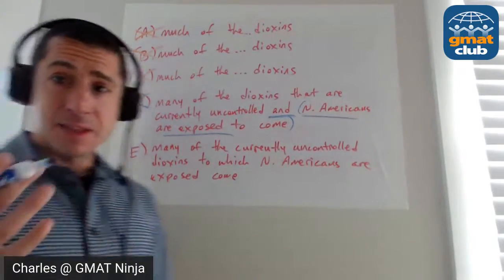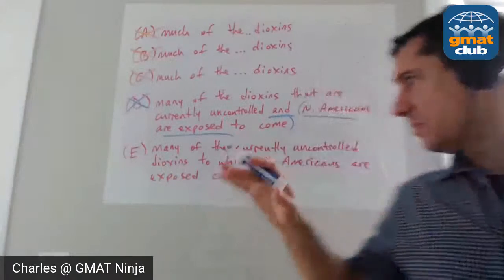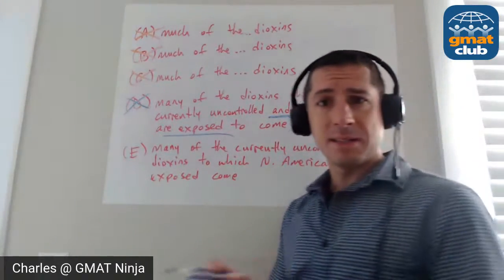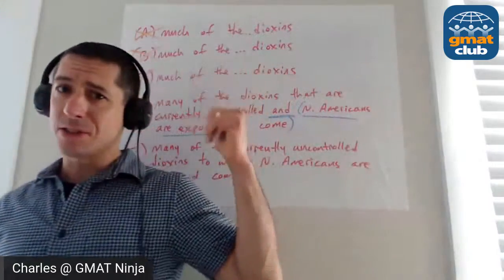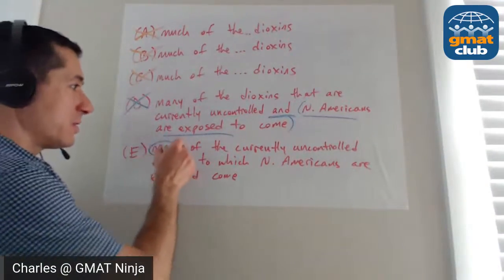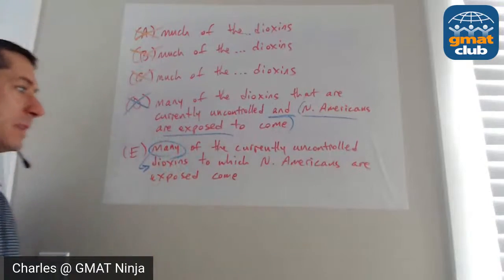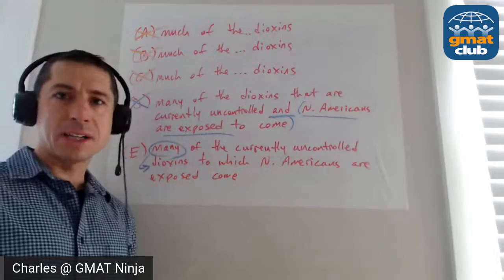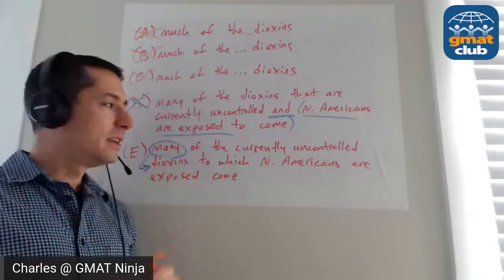We can talk about some of the other minor issues here, but that's the big thing. What about E? As always on sentence correction, find 4 wrong answers. You don't necessarily need to love the right answer, but have we cleaned up the issues? Many dioxins, cool. No issues with parallelism at all. Many of the dioxins to which North Americans are exposed, nice and clean, no issues.